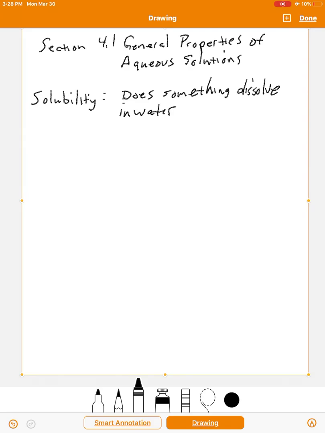So if you think about it, we have experience dealing with things that dissolve in water. We know that table salt dissolves in water, right? Now, do you know what the chemical formula for table salt is? Sodium chloride is the name of the compound, and the chemical formula is NaCl. What's another type of thing that dissolves in water? Sugars, right? So sugar does.